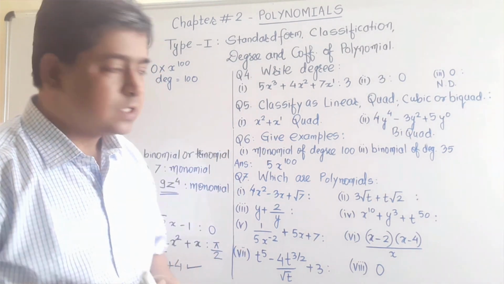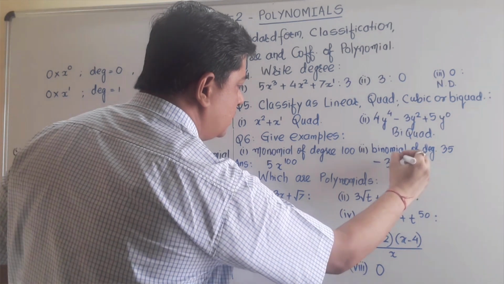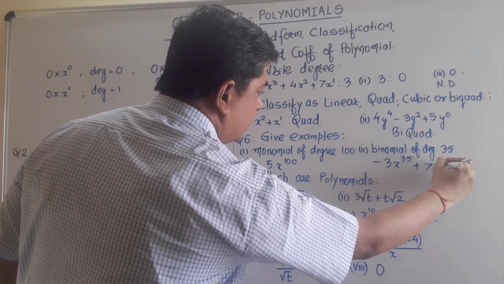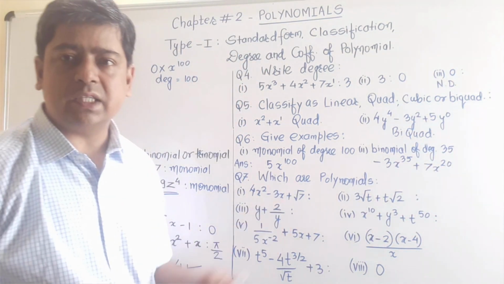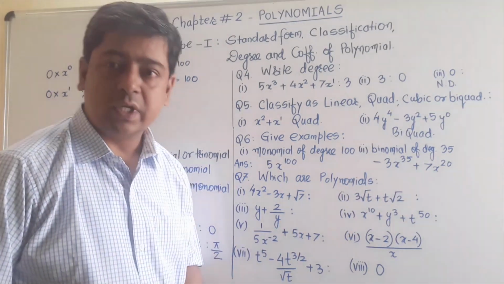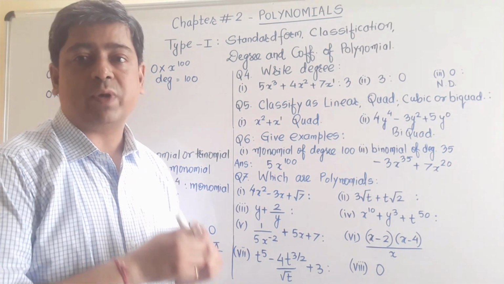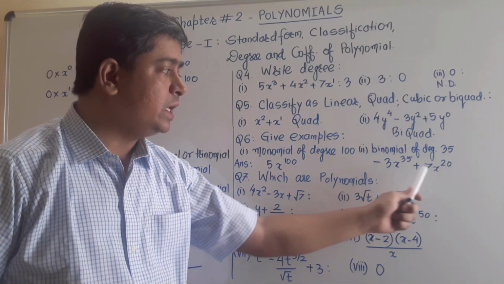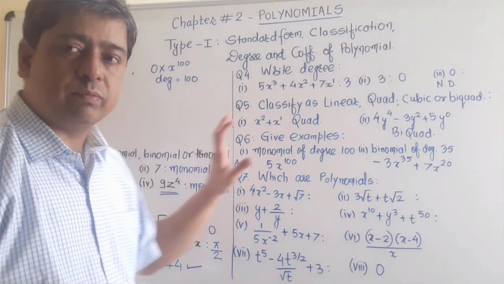Suppose I write here minus 3x to the power 35 plus 7x to the power 20. I have selected power 20 here. Then also I can say that yes, it is a binomial. Why? Because it contains two different terms. Second thing, the highest power of the variable is here 35. So it is a binomial of degree 35. Okay, so see students, these are the simple questions I have taken.